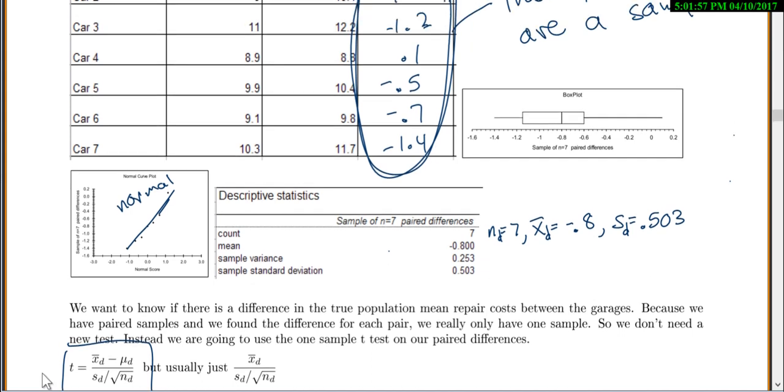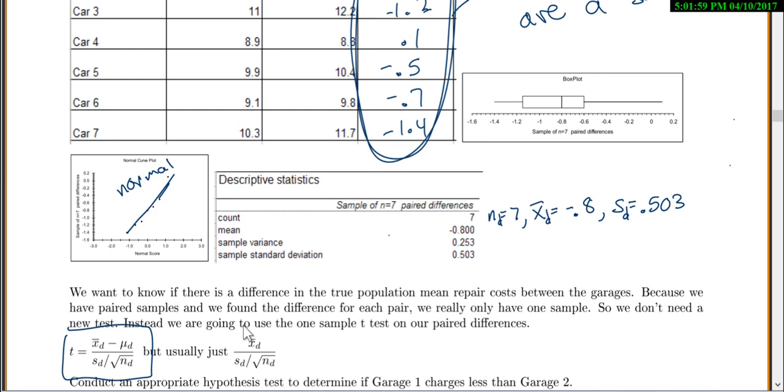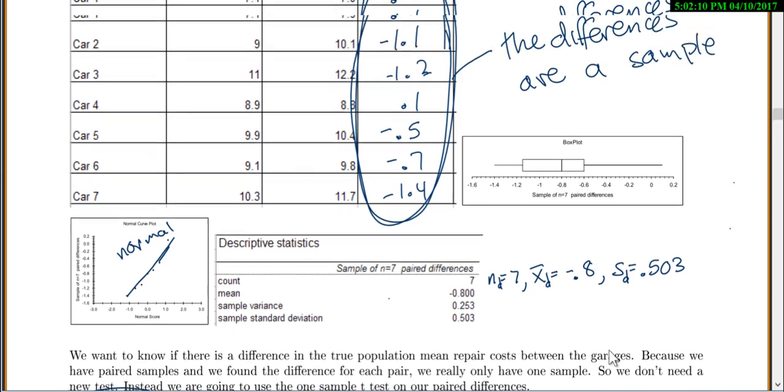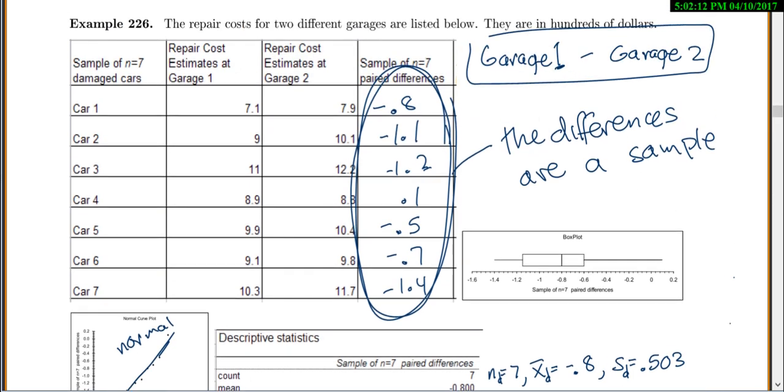Okay, something that is new though is you have to pay attention to what numbers you put in where and which direction you do your sign. Let me emphasize. So, what is this mu? Okay. So let's come back up. If we're doing garage 1 minus garage 2 and we're looking at the differences, if your two means were equal, then what would be the difference, or what would be the mean of the differences? Okay. Let's see.